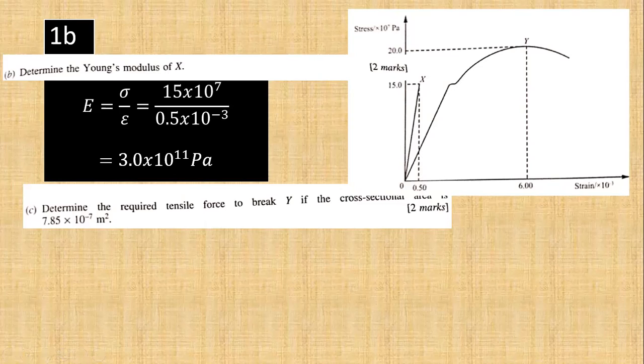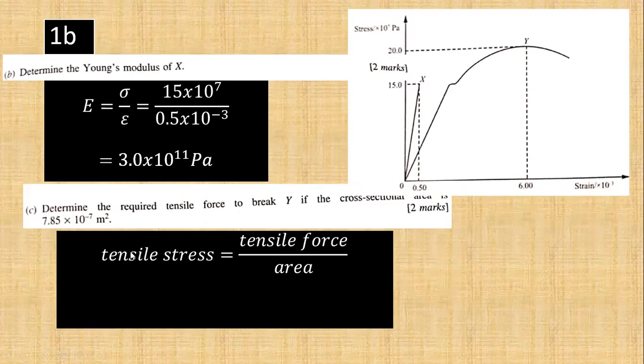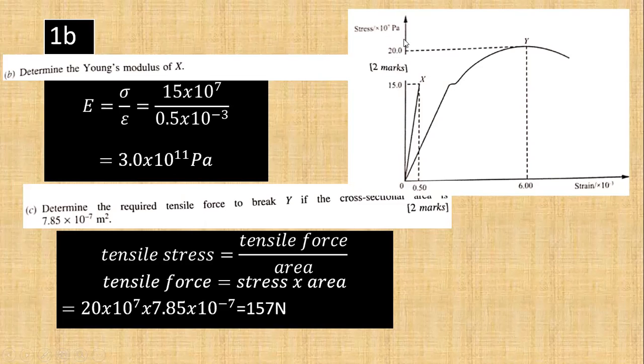Determine the required tensile force to break Y. The cross-section area is given, so they are very kind to you, they read the value for you. Tensile stress, right? Or tensile force. Tensile force divided by area. So tensile stress is given. Read the value there. Remember that value there, 10 to the power 7. So tensile force, take across area, the stress, 20 times 10 to the power 7. Area is given. Calculate out, 157 Newton.